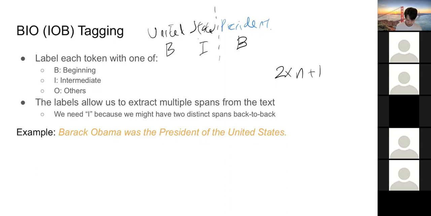So in that case, Barack will be labeled with B of person. Obama will be I, intermediate person. Was will be nothing. Bell will be nothing. President, actually, I was trying to show you an example, but this will also not be an entity. Of is also not an entity. The is not an entity, but United States actually is an entity, a country, right? So it will be B of country, and States will be I. And if we have a good tokenizer, then we'll have a separate token for the period, and this will be O. So that will be our objective of token classification if we were doing biotagging for named entity recognition.